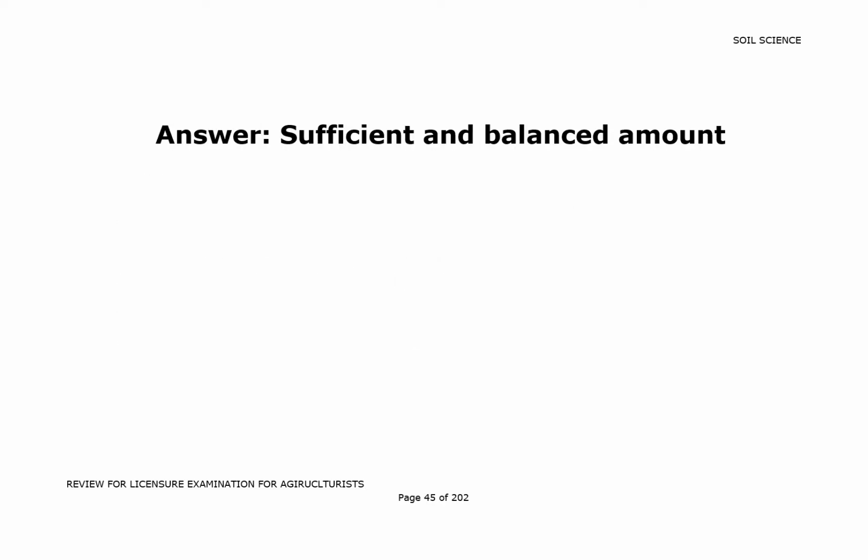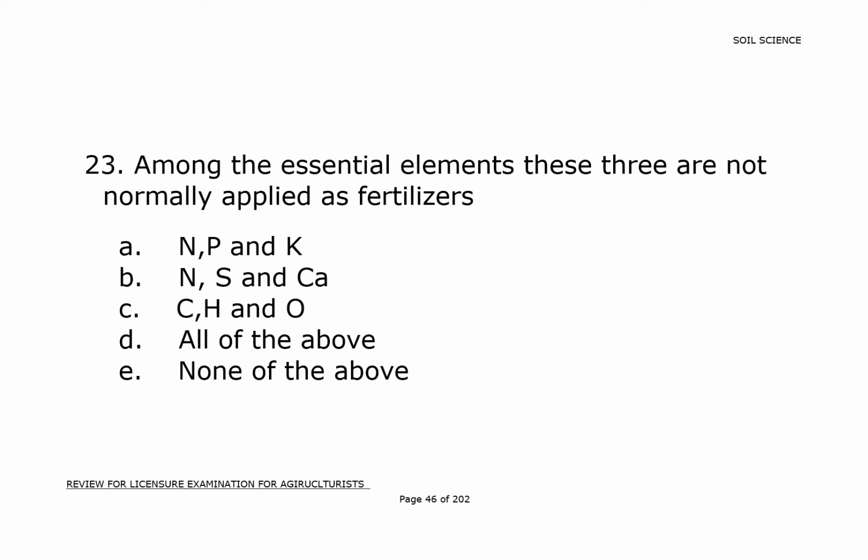The answer is sufficient and balanced amount. Number 23. Among the essential elements, these three are not normally applied as fertilizers. A, N, P, and K. B, N, S, and Ca. C, C, H, and O. D, all of the above. Or E, none of the above. The answer is C, H, and O.